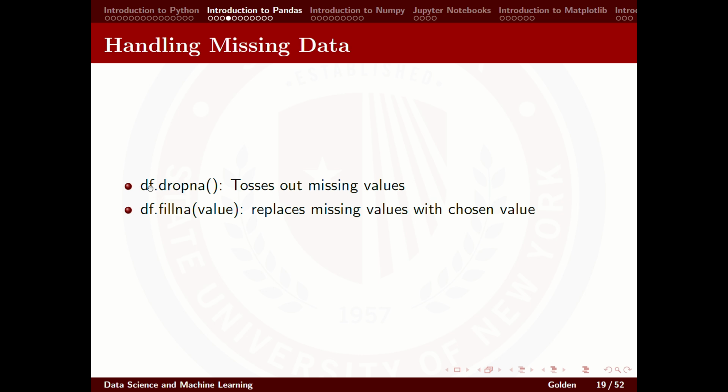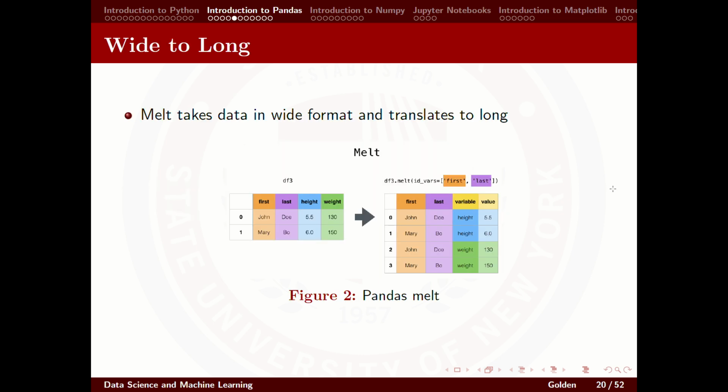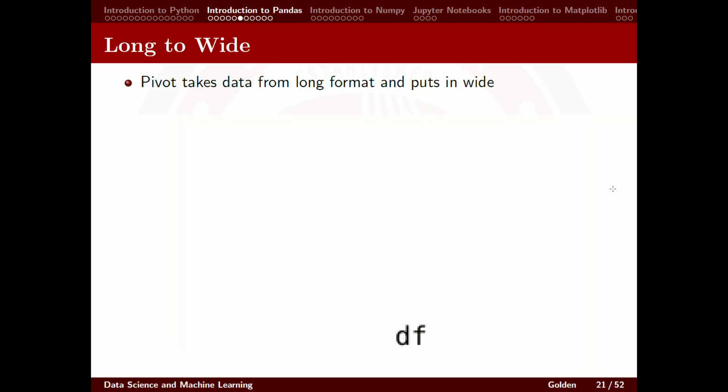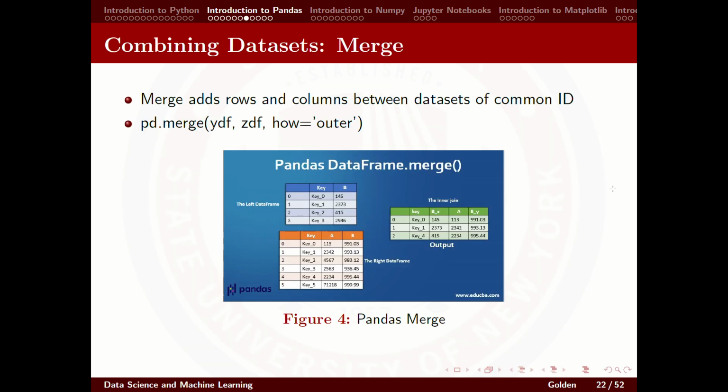In terms of missing data, df.dropna tosses out missing values. df.fillna(value) replaces missing values with a chosen value. If you want to go from wide to long, melt takes data in wide format and translates it to long. There's a similar operation in R. Pivot takes data from long format and puts it in wide.